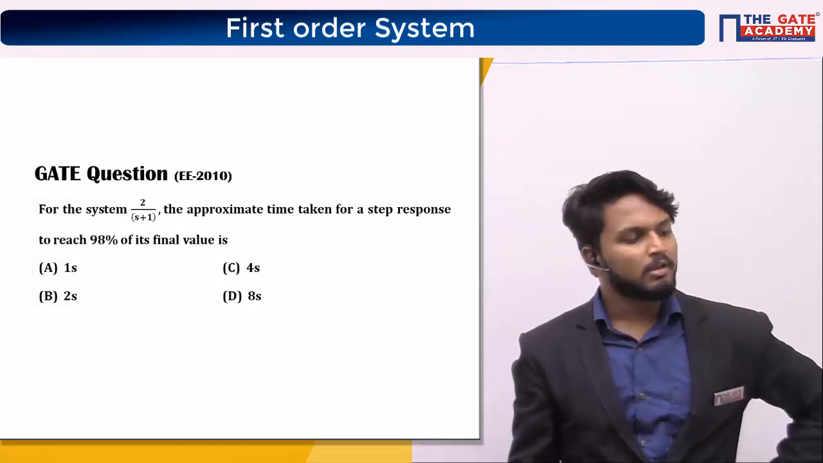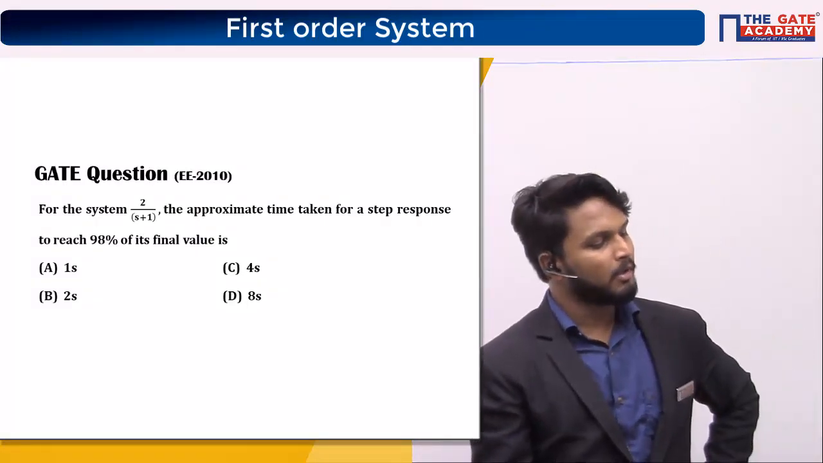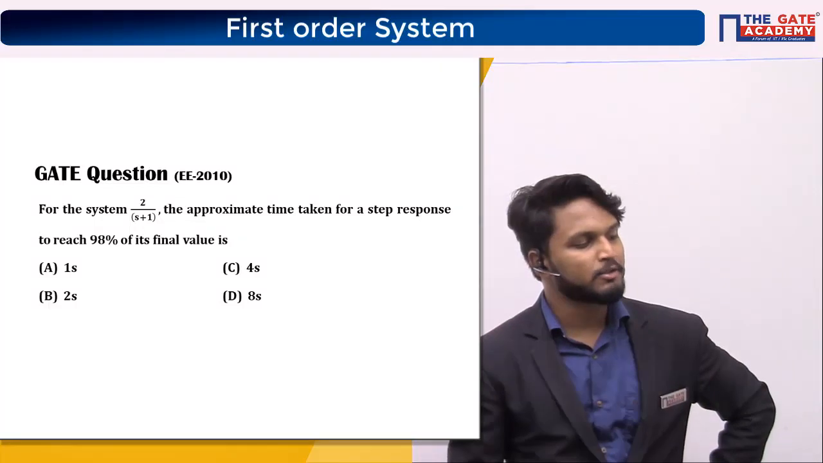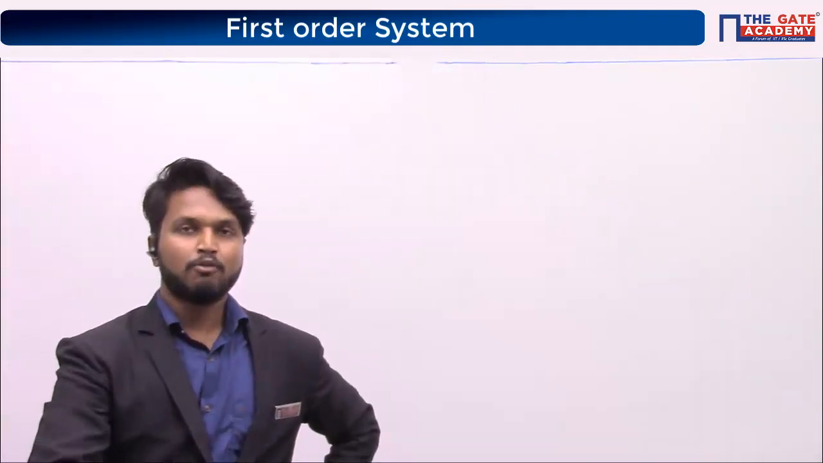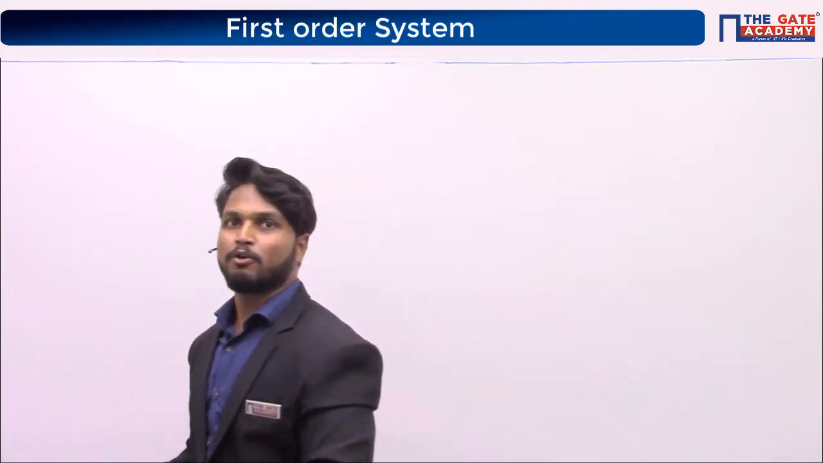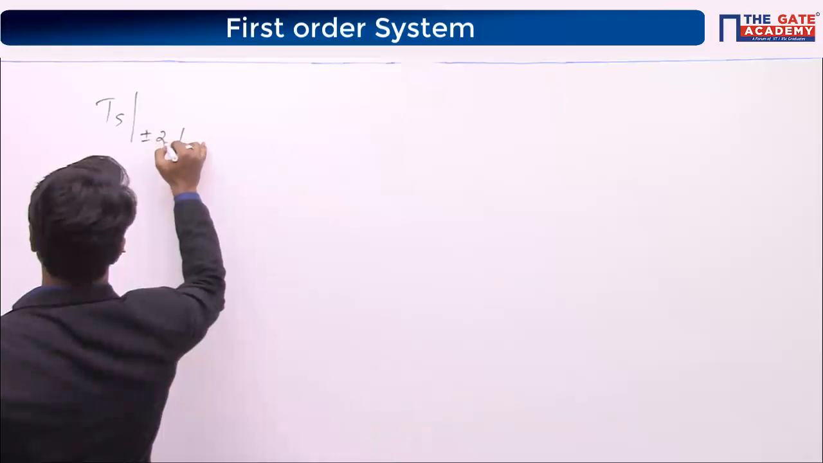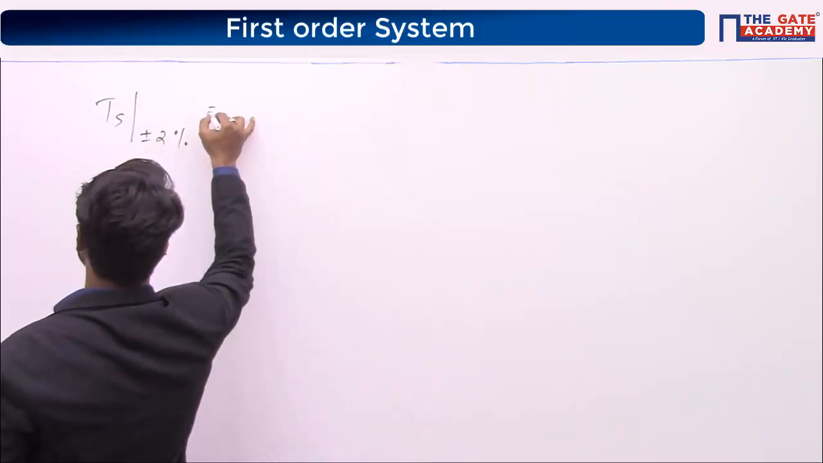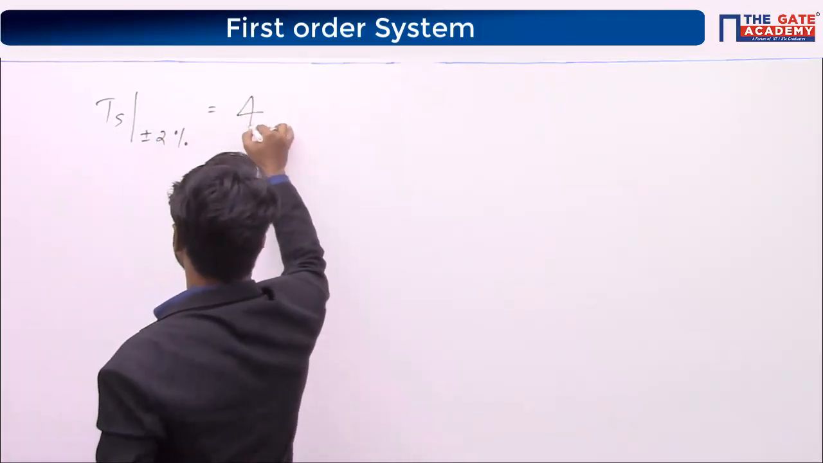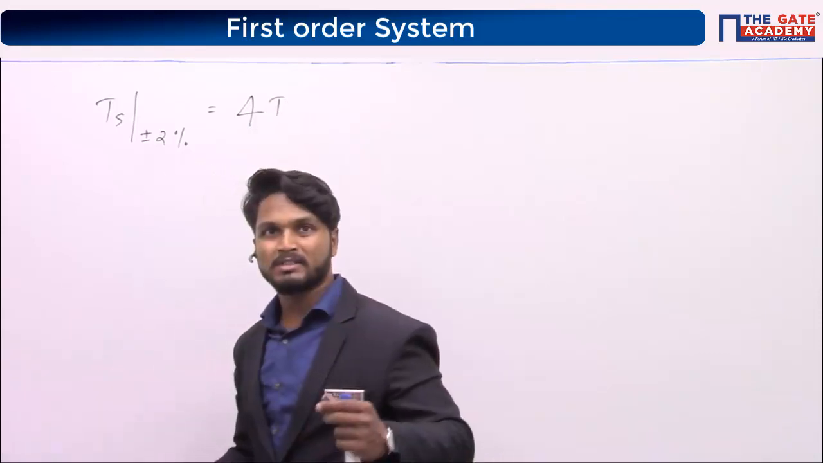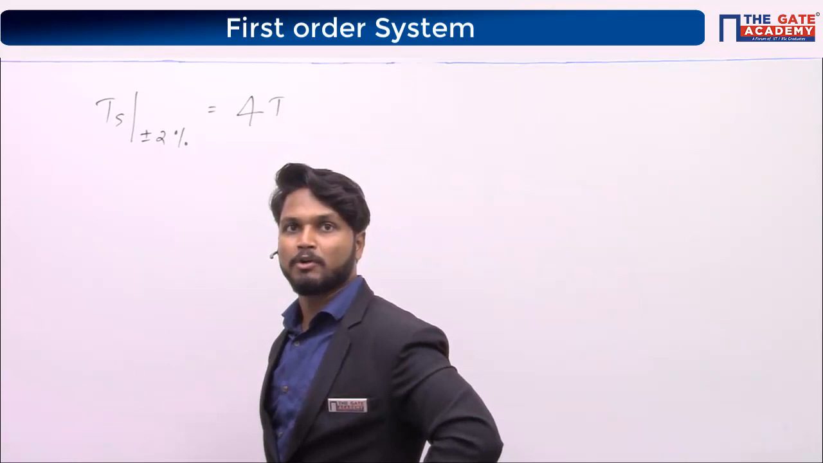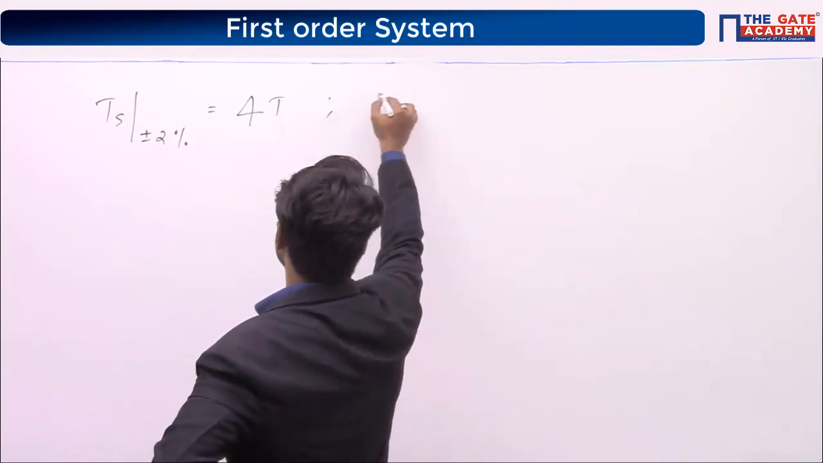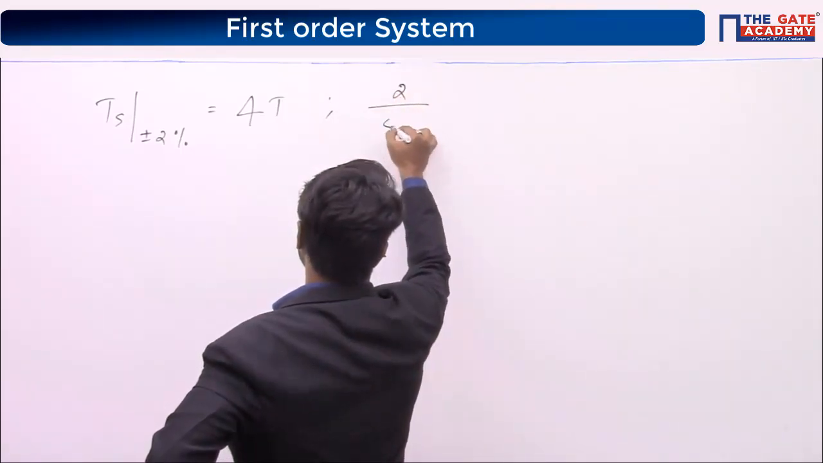For the system 2 by s + 1, the approximate time taken for a step response to reach 98% of its final value is? See, what is the time taken to reach 98% of its final value? It is the 2% tolerance settling time. Ts for 2% tolerance is equal to how much? 4 times the time constant. What is the transfer function given here? It is 2 by s + 1.